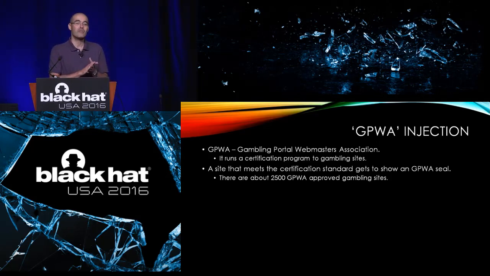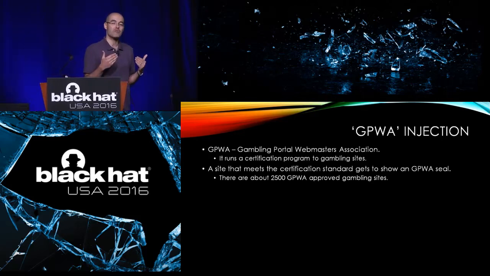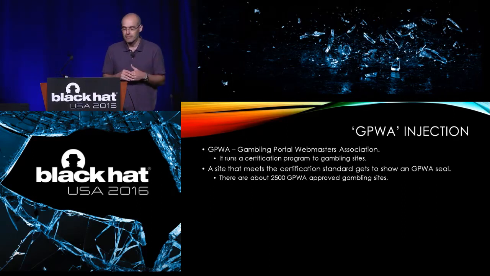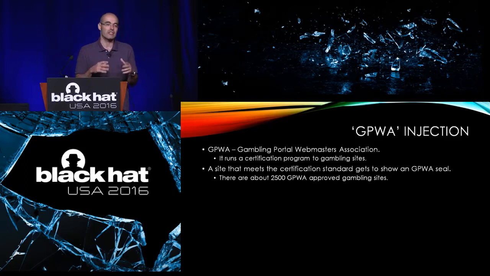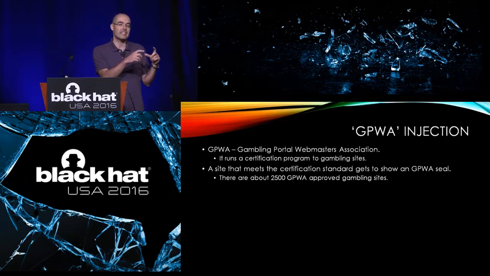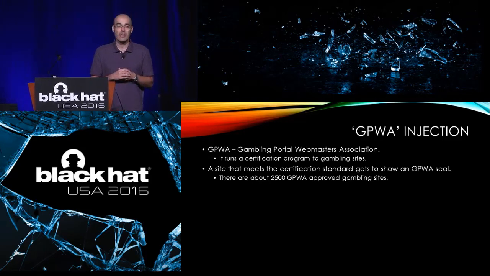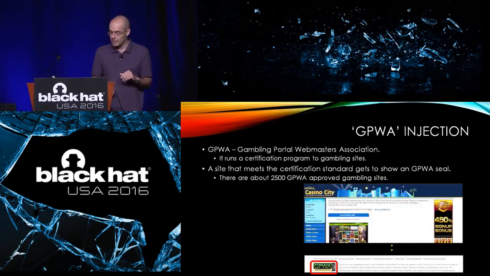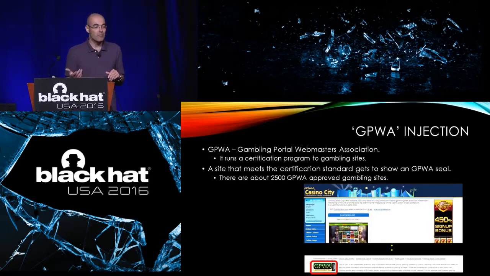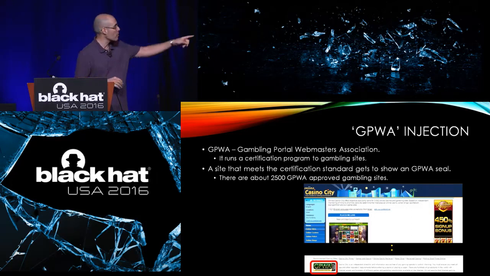And this association runs a certification program, and every gambling site that meets this certification program gets approved by GPWA, and it gets to show a seal on its website that brags that GPWA approved the site. There's nearly 2,500 gambling sites that are approved by GPWA. One of them, for example, is onlinecasinicity.com, which, as you can see at the bottom, shows the GPWA seal.